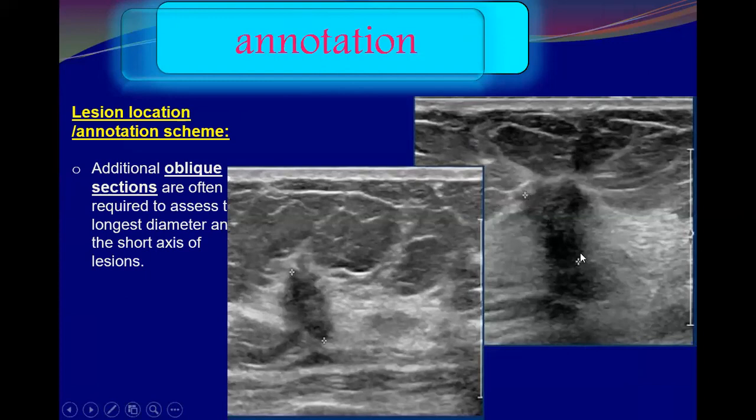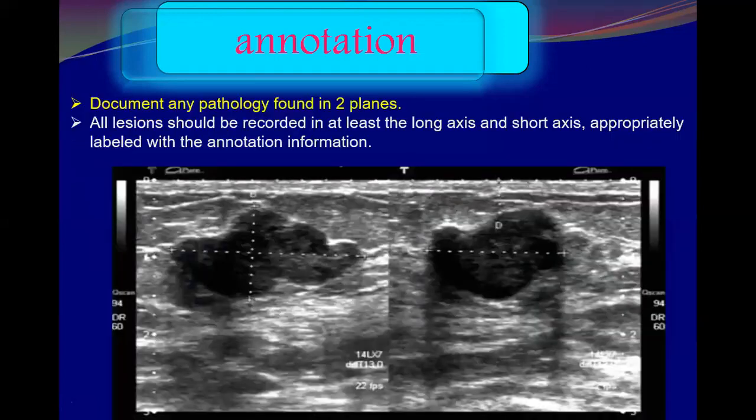Again, look here, this is the maximum. This is the maximum, okay? So oblique your transducer until you get the maximum dimensions of the lesion. And you have to document at least 2 orthogonal views of the lesion, and take your measurements in the long and short axis, like in this image, with annotations.